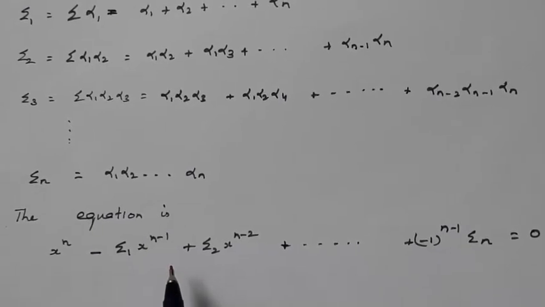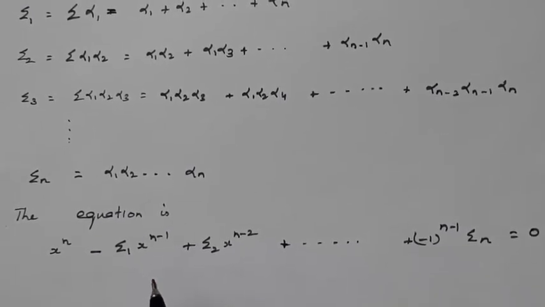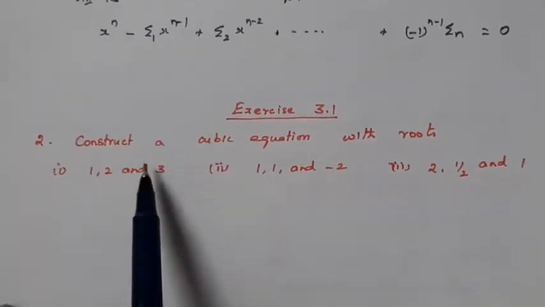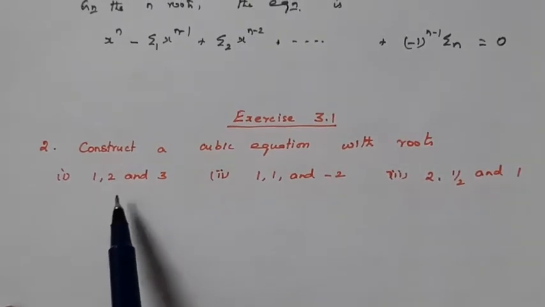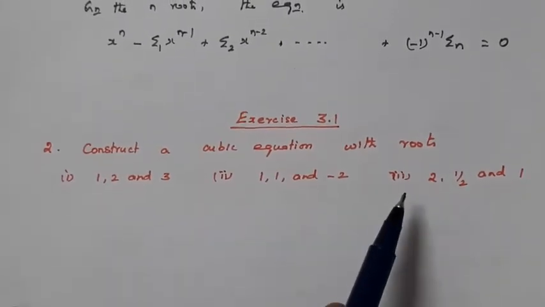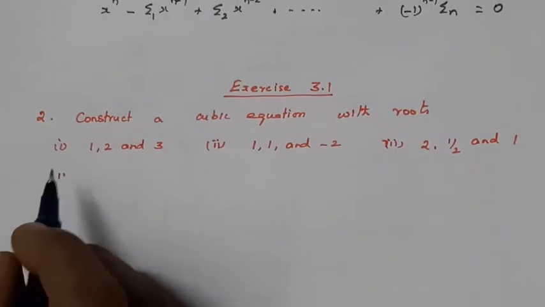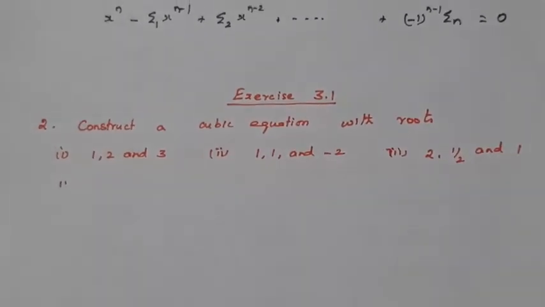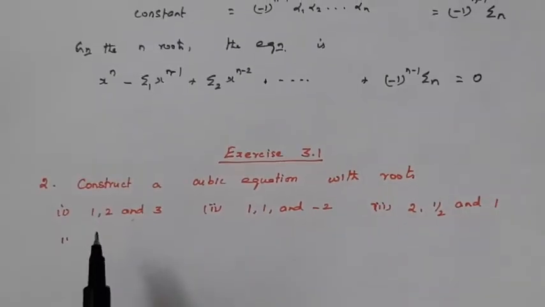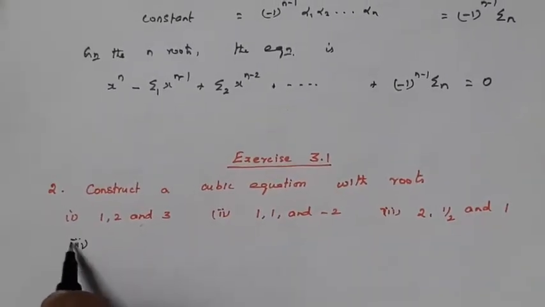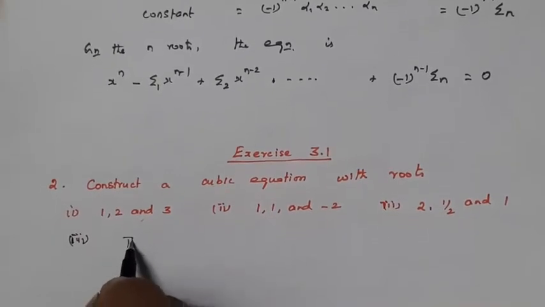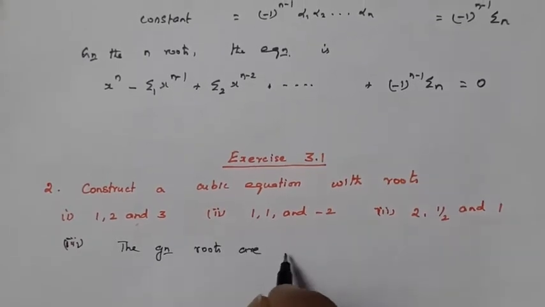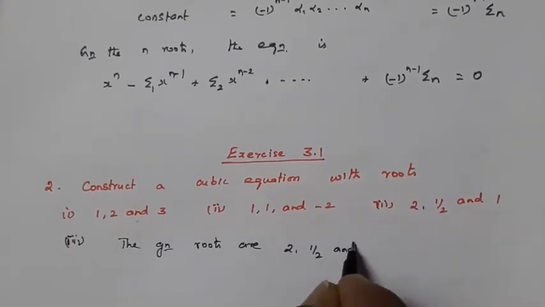We are going to apply this formula while doing problems. Exercise 3.1, second sum, is: construct a cubic equation with roots. Three subdivisions are given. I am going to do the third one, so you just have to see how we apply the formula directly. The third subdivision has the given roots 2, 1 by 2 and 1.